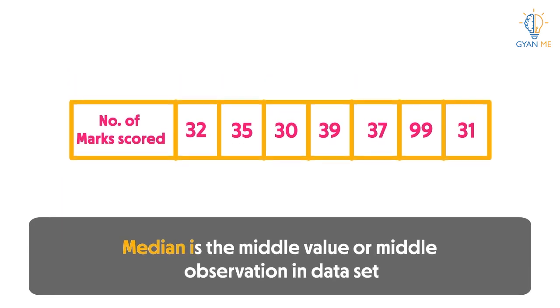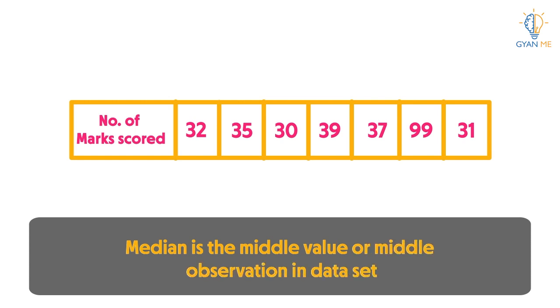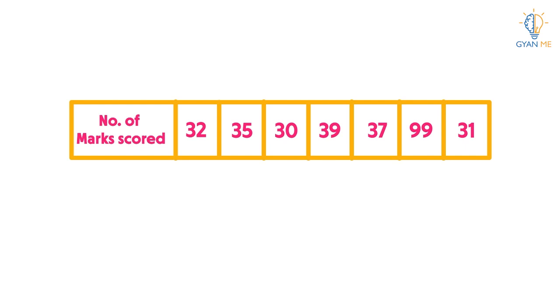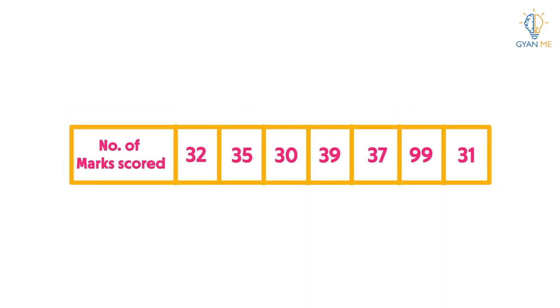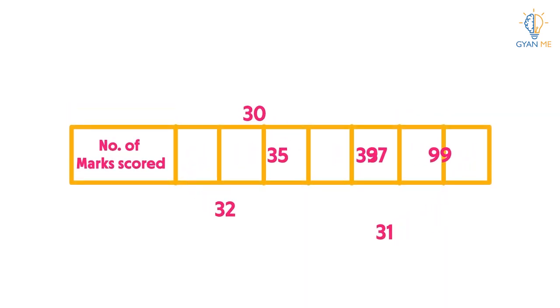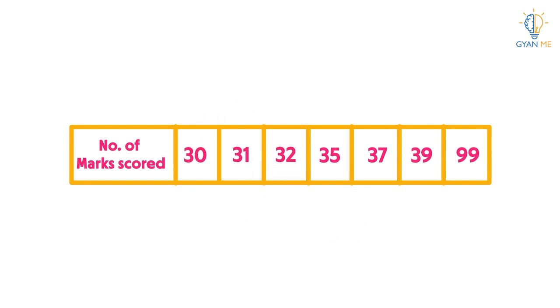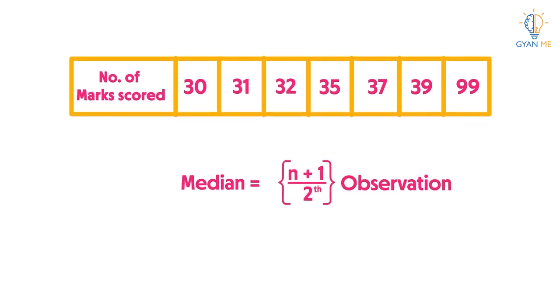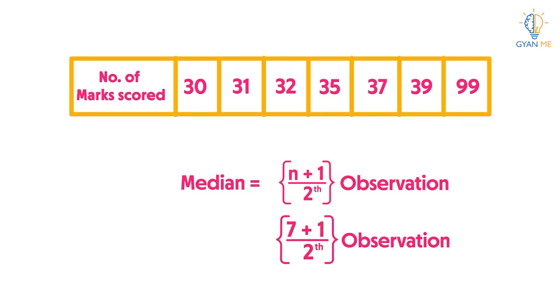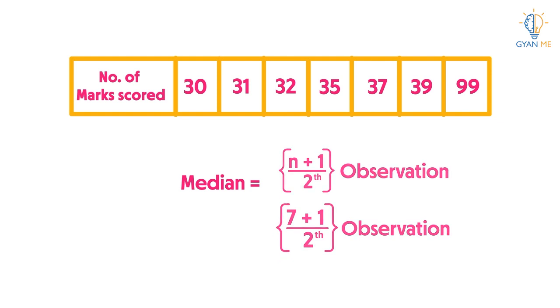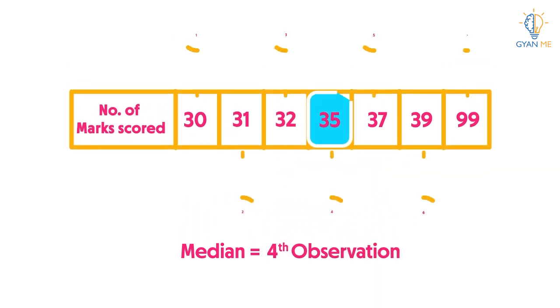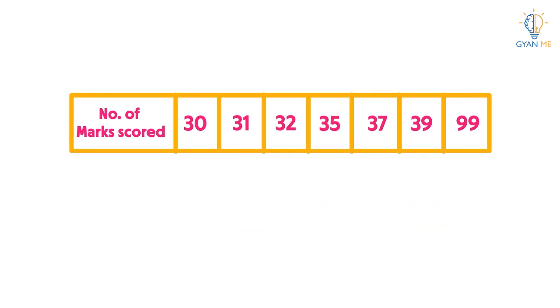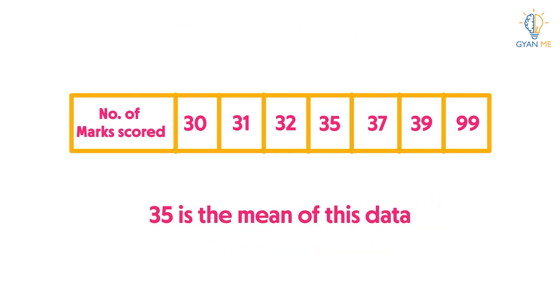Recall that median is the middle value or middle observation in the whole data set. To find median of this data, let us first arrange this data in ascending order. So what's the middle value? Since number of observations is 7, which is odd, the median of this data is (7 plus 1) upon 2th observation, that is 4th observation, which is 35. Thus, 35 is the median of this data.